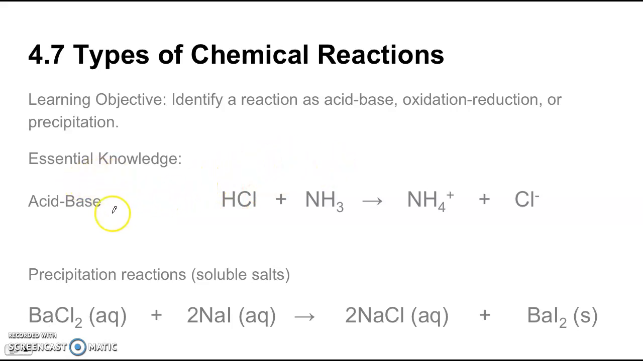So for essential knowledge, an acid-base reaction is shown by a transfer of a hydrogen ion. So in this example right here, a hydrogen ion is being transferred from HCl over to NH3, and NH3 turns into NH4+, and then Cl, the chloride ion, is all that's left.